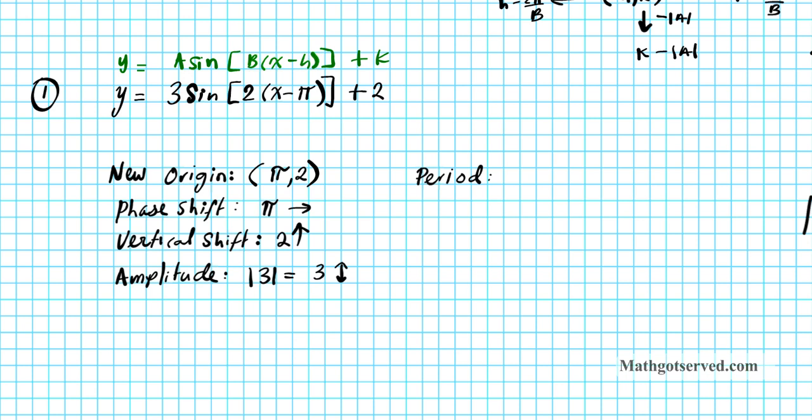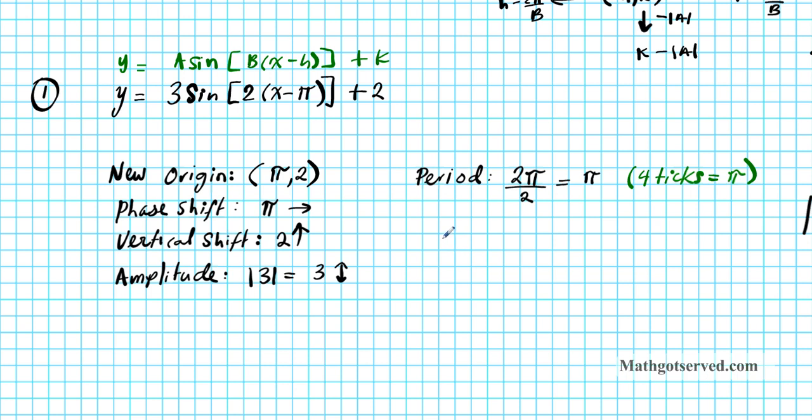The period is given by 2 pi over b, and we can see that b here is 2, so 2 pi over 2 is equal to pi. This tells us that in our calibration, 4 ticks on our x-axis is going to be equal to pi units. So let's keep that in mind.